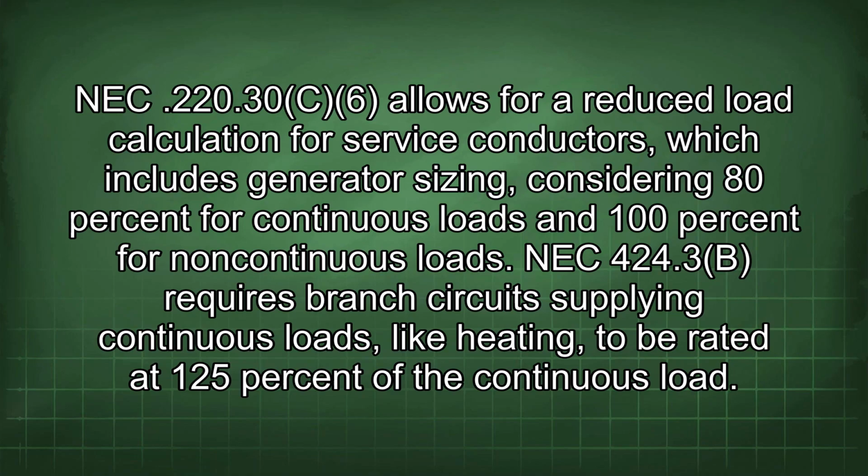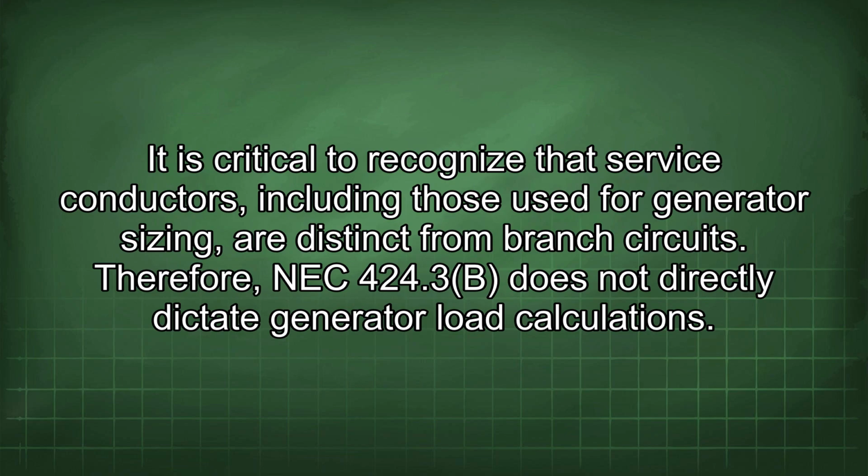NEC 220.30(C)(6) allows for a reduced load calculation for service conductors, which includes generator sizing, considering 80% for continuous loads and 100% for non-continuous loads. NEC 424.3(B) requires branch circuits supplying continuous loads, like heating, to be rated at 125% of the continuous load. It is critical to recognize that service conductors, including those used for generator sizing, are distinct from branch circuits. Therefore, NEC 424.3(B) does not directly dictate generator load calculations.